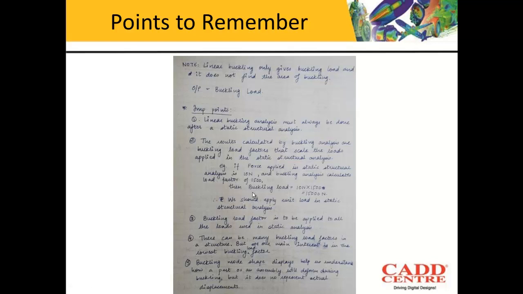Hence, to simplify the results, we will always apply a unit load in the static structural analysis. That means we apply a load of 1 Newton in the static structural analysis. Why? Because when you apply a load of 1 Newton, whatever load factor you get multiplied by 1 is the same value. So it becomes easy for us to calculate and understand.